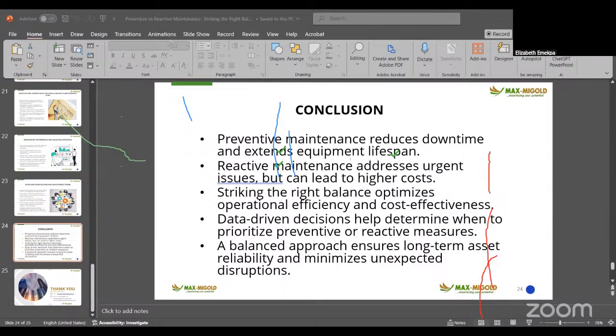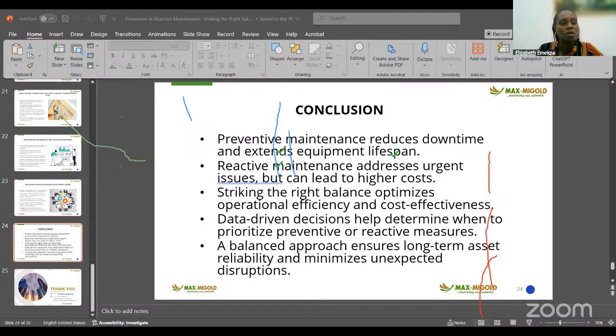Okay, so any other question, please? Okay, all right. Thank you very much, everyone. And always remember to put your preventive measures in place and you will have fewer emergencies in your facility.